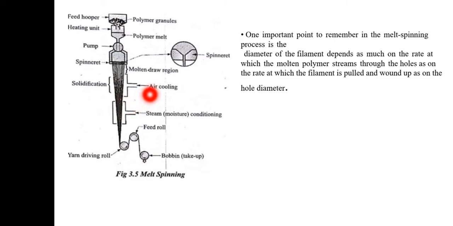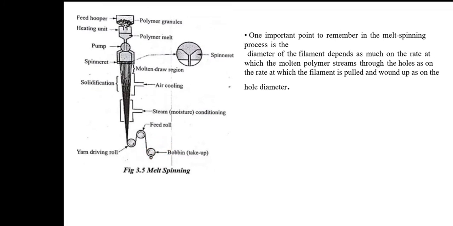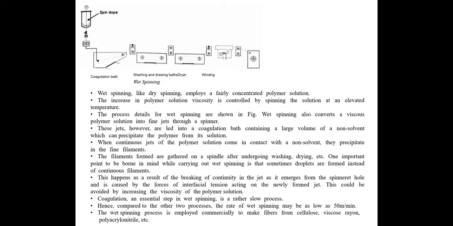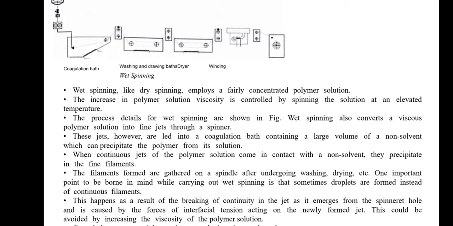Then here what will happen? Air cooling takes place, air is allowed to fall, and because of that solidification takes place. Then finally they are wound here on the bobbin. So this is the simple process. This is known as melt spinning.